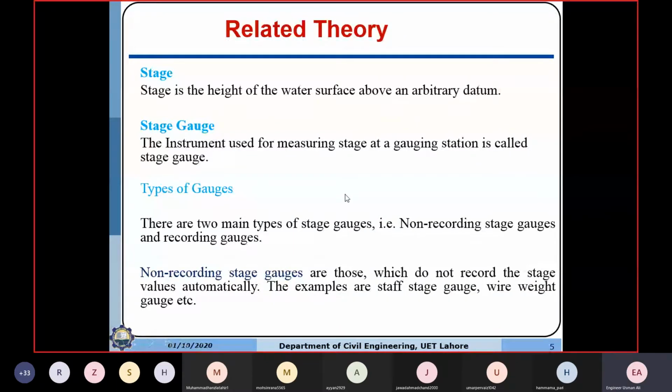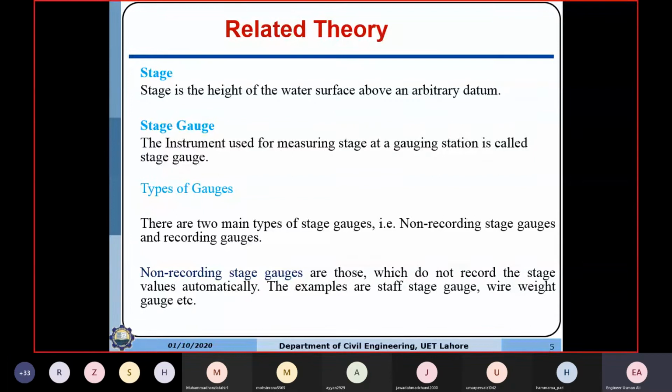Stage gauge, the instrument, just like the rain gauge we use to measure rainfall. The instrument used to measure the stage at a gauging station in a river is called a stage gauge. We learn this also in your theory class, maybe after mid, relating to flow measurement in channels. They will discuss these stage gauges and the different types.